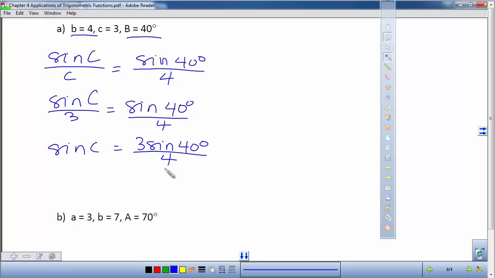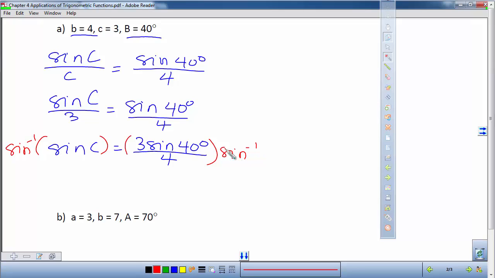Well, okay, we did that. Now what? How do we find out what C is from here? Nobody? We take the inverse, sine inverse, both sides. That gets rid of sine over here. Does everybody understand that? Right?